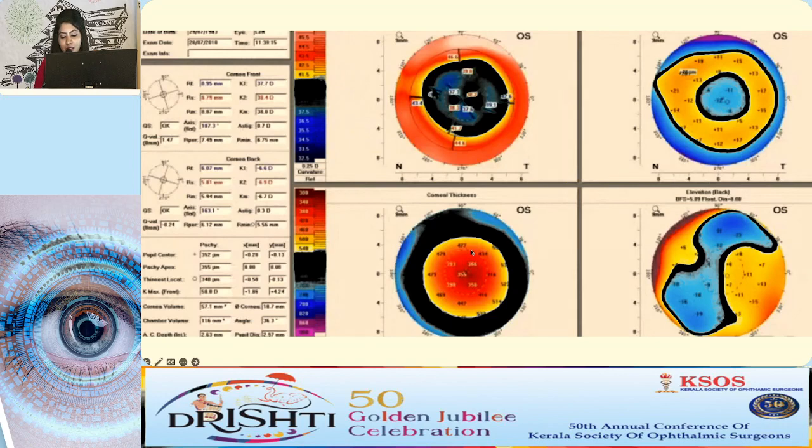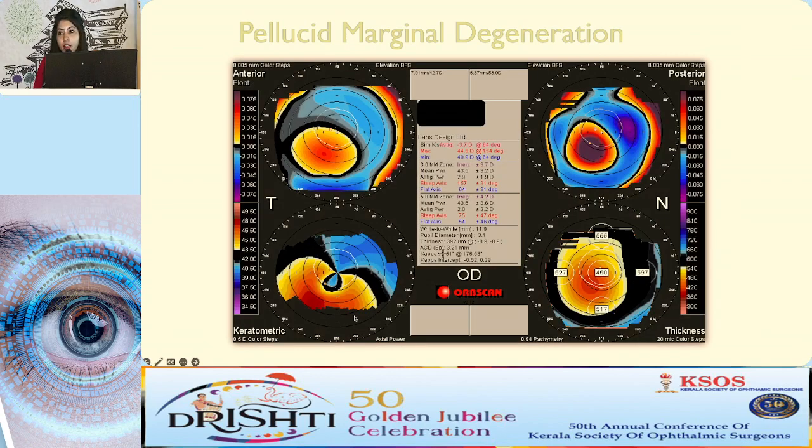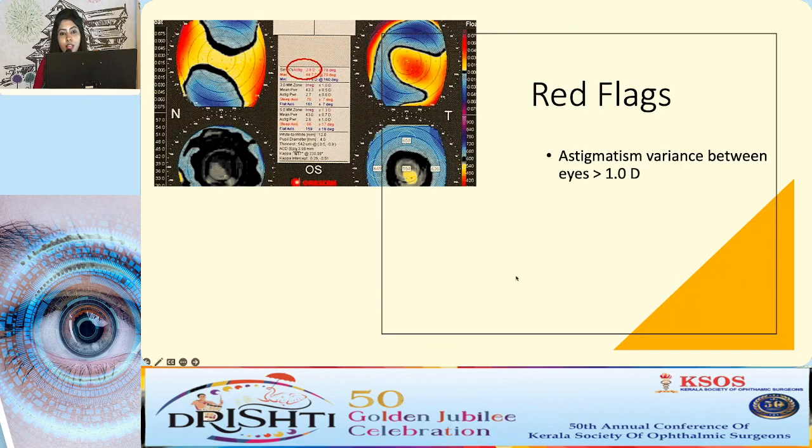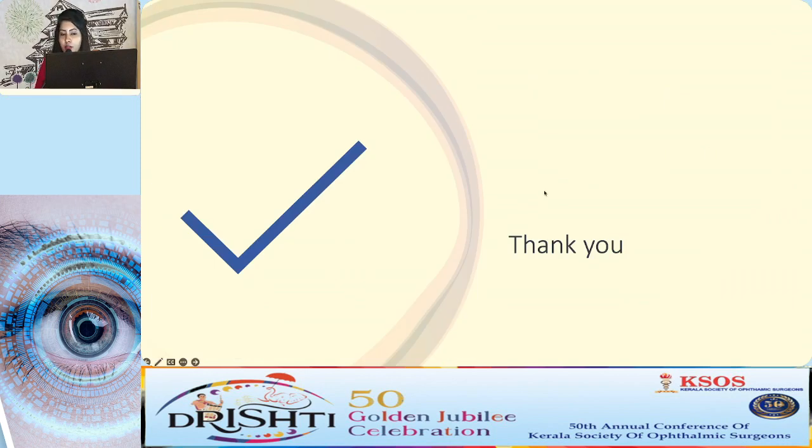So this is suggestive of a post-refractive surgery case. The patient has already undergone a LASIK. That is why the center has become flat. PMD gives a peculiar crab claw appearance. Another is in cases of astigmatism. Astigmatism, you have to mainly check the astigmatic value between the two eyes, and if it is greater than 1 diopter, again this is considered as a red flag sign.